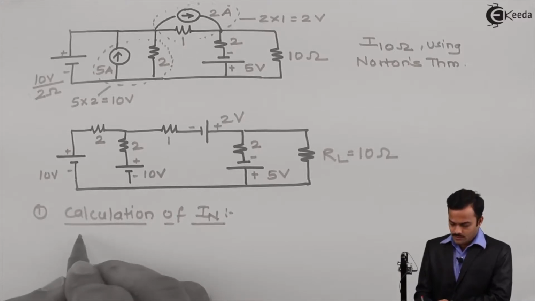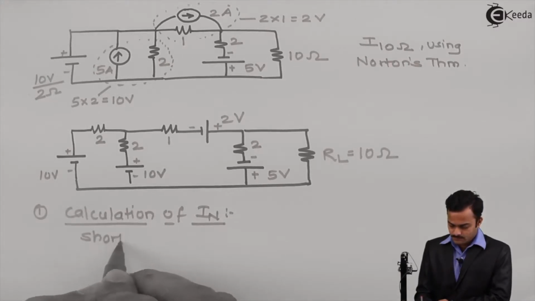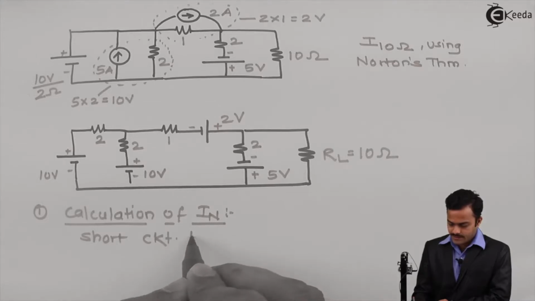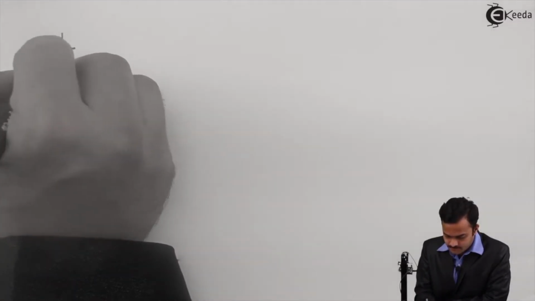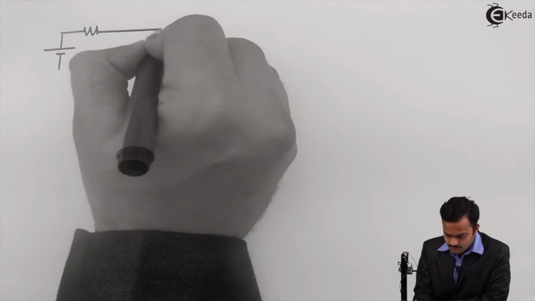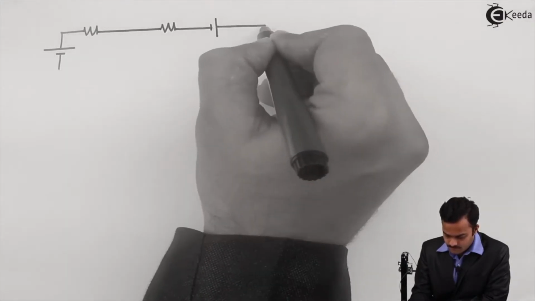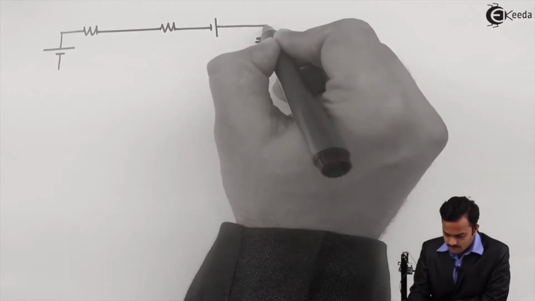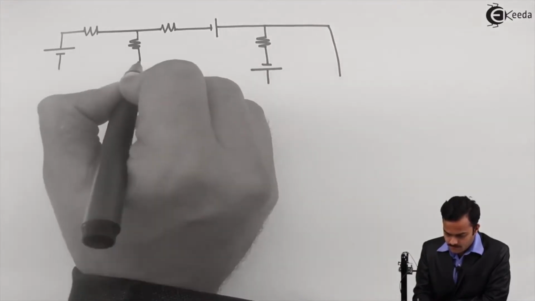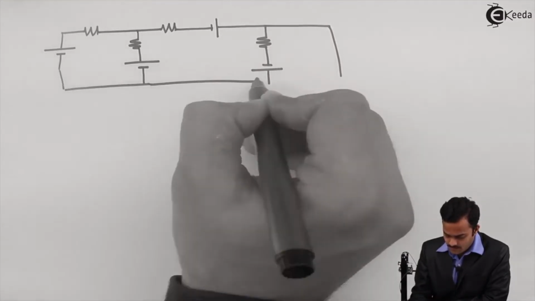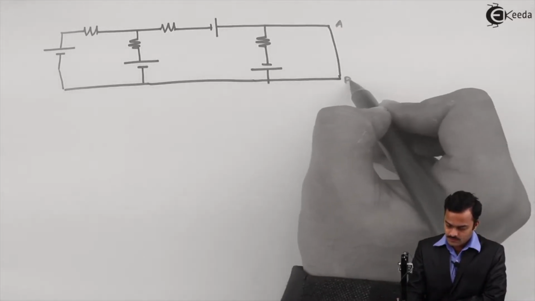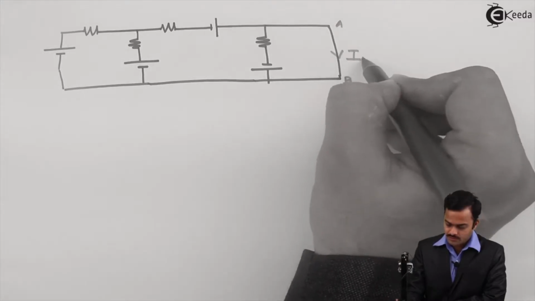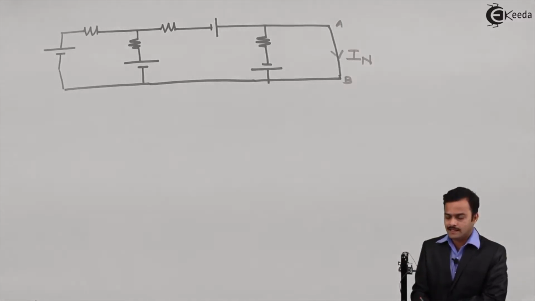What we need to do? We need to short circuit the load resistance. In our case, it is 10 ohm. So I will get a circuit like this. I will mark these points A and B, through which we are supposed to find out a current, which we will denote as IN.